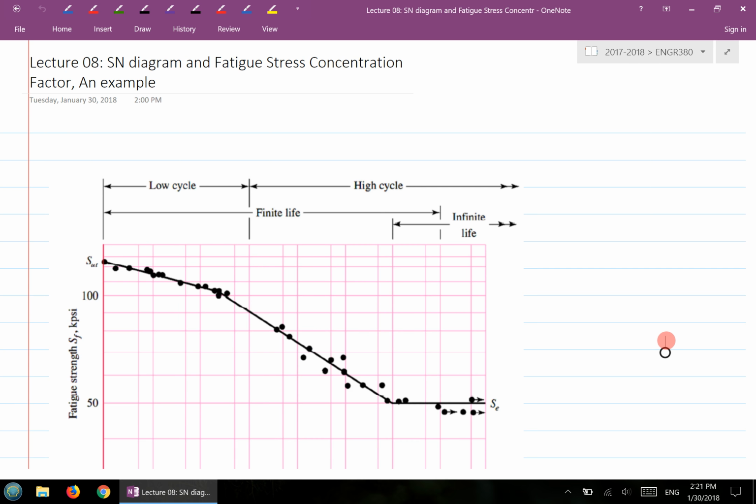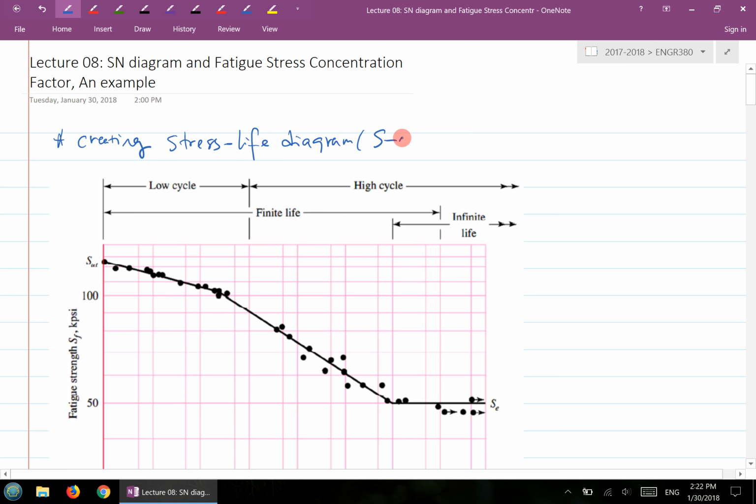Okay, so the next topic is how do we create the stress life diagram, and we call that the SN diagram.